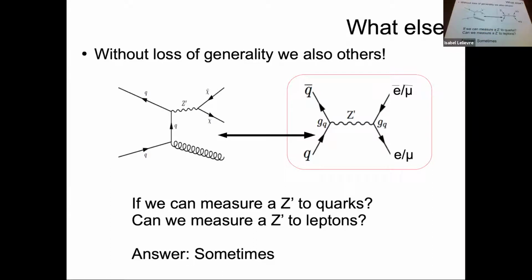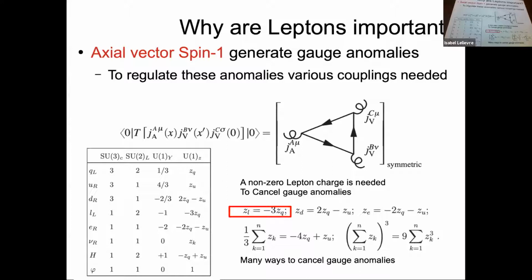And the question is, well, when can you extend your model to have leptons? Well, in some cases you kind of have to. You get gauge anomalies if you don't add lepton couplings for an axial vector, right? So you in fact have to have a lepton coupling. If you write down all the gauge anomalies for an axial vector mediator, to get the cancellation, you have to have a lepton coupling that's proportional to the quark coupling.